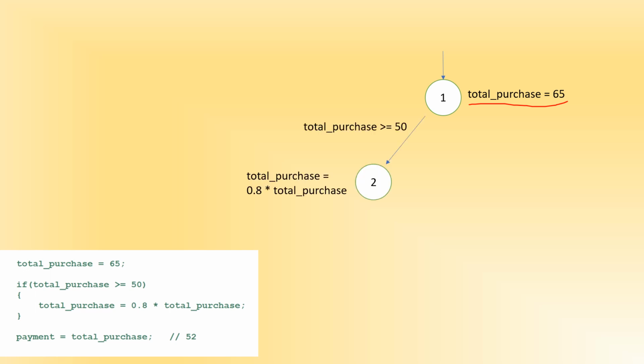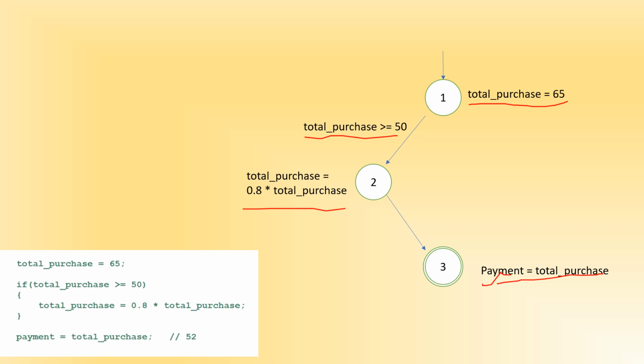And then we test whether a purchase is $50 or more or not. If it is indeed more than or equal to $50, then we make the second computation. We apply a discount of 20% on total purchase. And once we've done that, we go to the third step, where we make a final payment which is equal to the current value of total purchase.